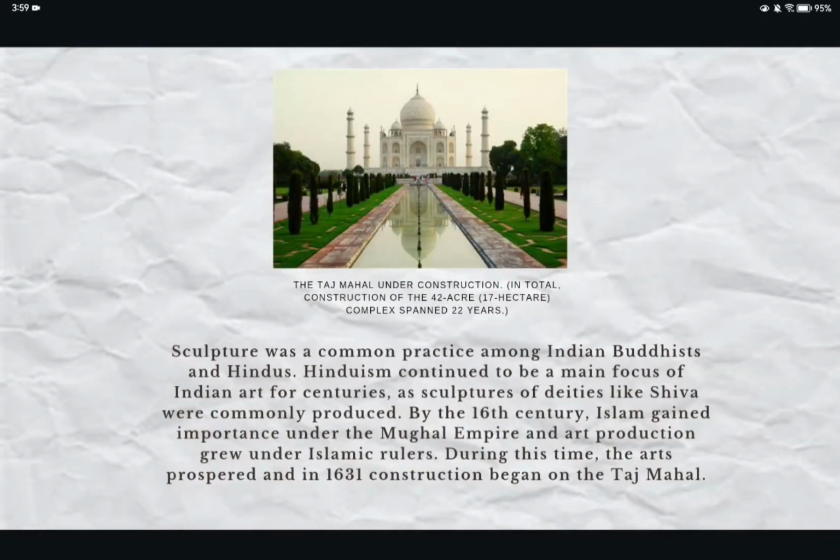Sculpture was a common practice among Indian Buddhists and Hindus. Hinduism continued to be a main focus of Indian art for centuries as sculptures of deities like Shiva were commonly produced. By the 16th century, Islam gained importance under the Mughal Empire and art production grew under Islamic rulers. During this time, the arts prospered and in 1631 construction began on the Taj Mahal.